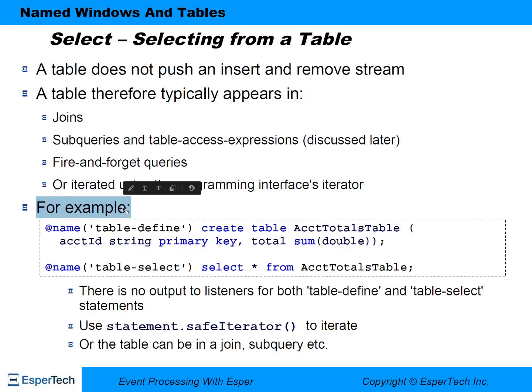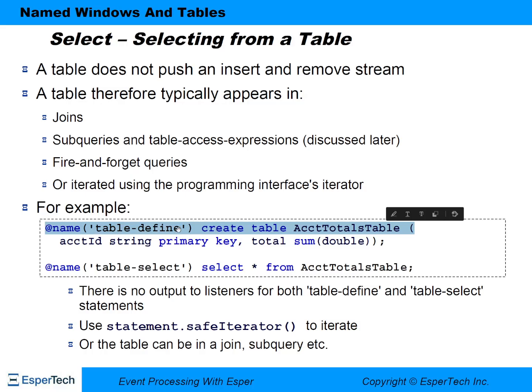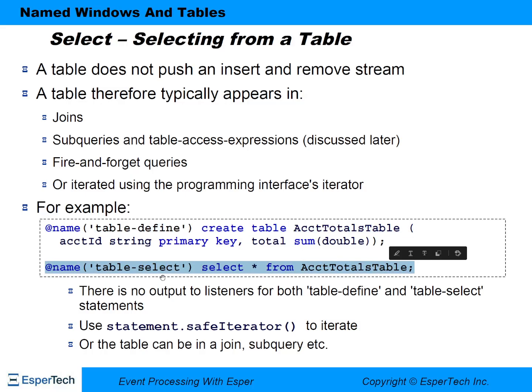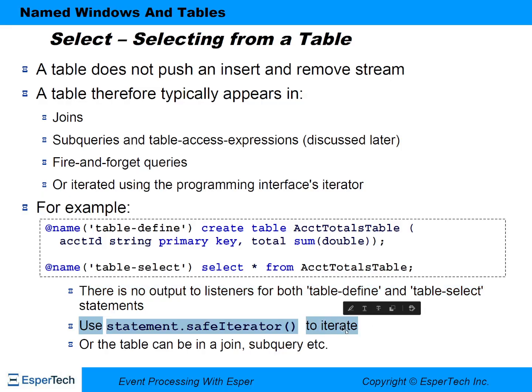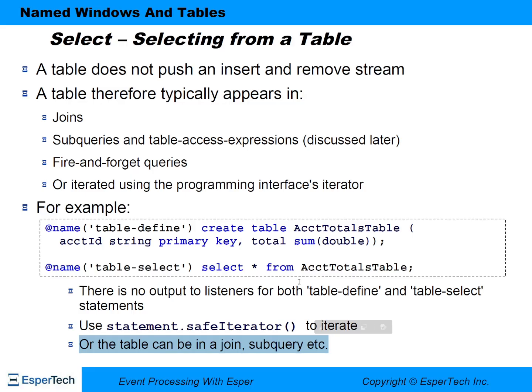This example defines a table and selects from the table. The statement that defines the table is named table define. The statement that selects from the table is named table select. There is no output to listeners for both table define and table select statements. An application can use the statement safe iterator method to iterate. Or the table can be in a join, subquery, etc.